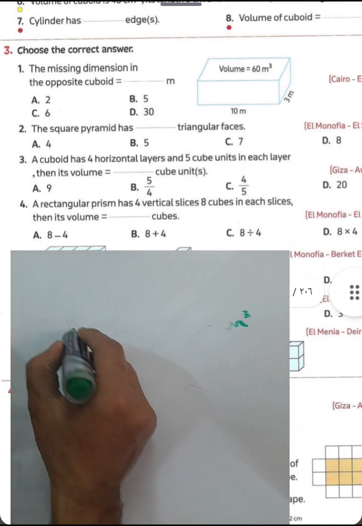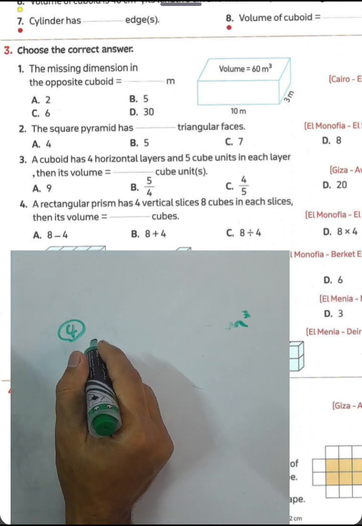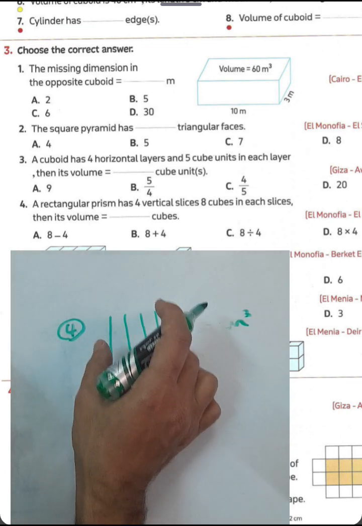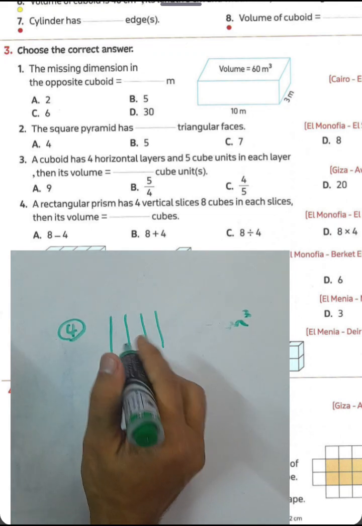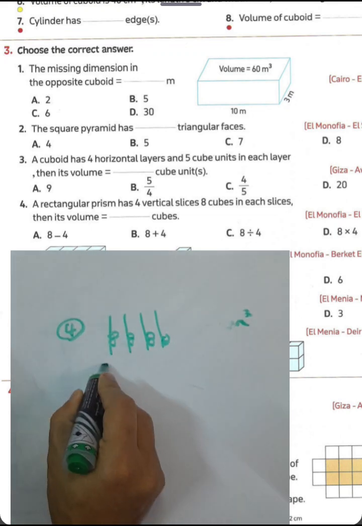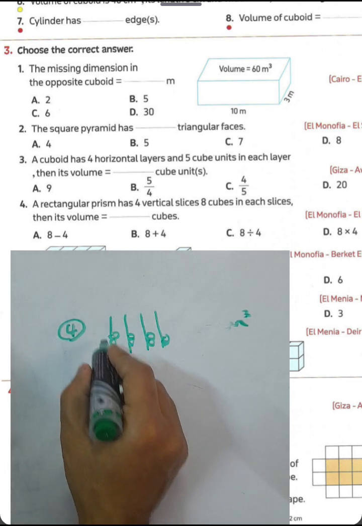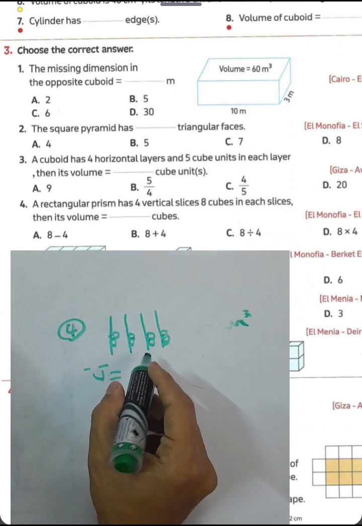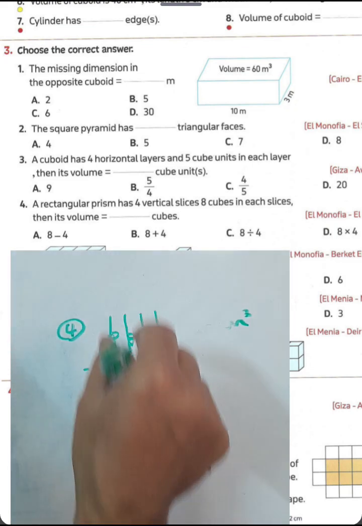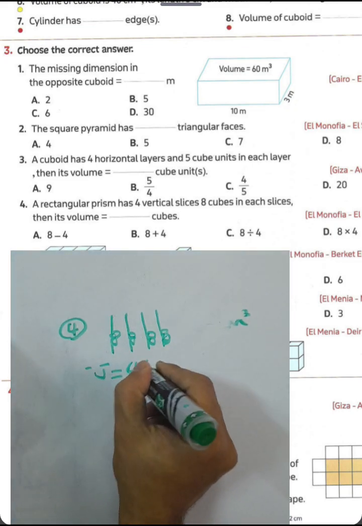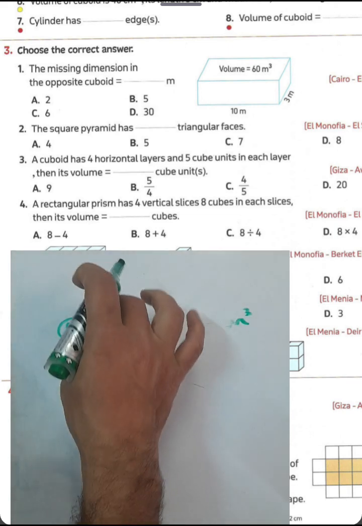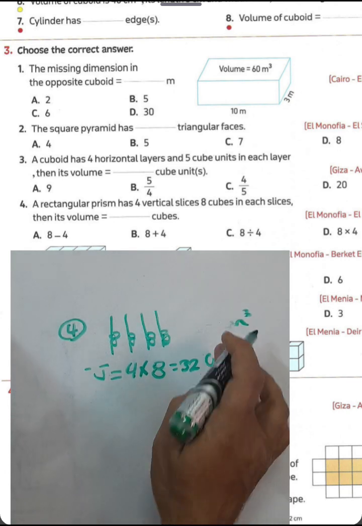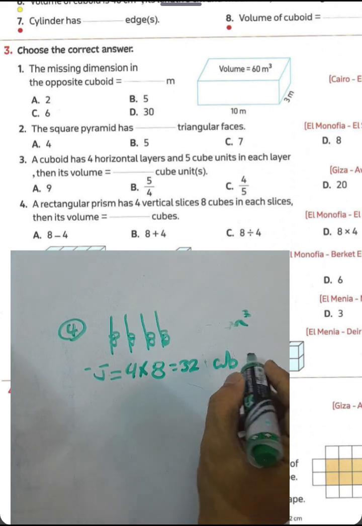Question number 4. A rectangular prism has 4 vertical slices, with 8 cubes in each one. The volume equals the number of vertical slices times the number of cubes in each. 4 times 8 equals 32. Then the volume will be 32 cubic centimeters, or 32 cubes.